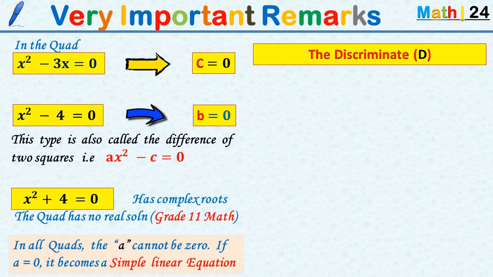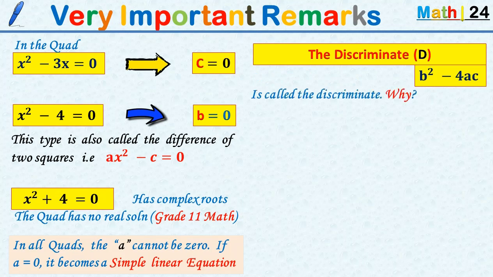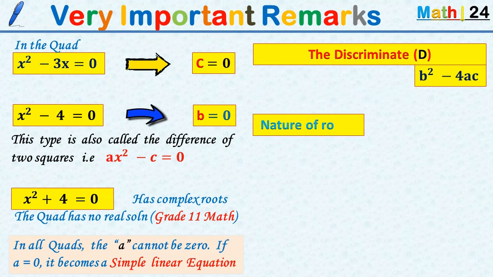The discriminant d. In all quadratic formulae, b squared minus 4ac is called the discriminant. Why? It helps us to tell the nature of roots: if the roots are real and distinct, if the roots are equal, or if the roots are complex. Let us see how to obtain the nature of roots. Let the discriminant d be equal to b squared minus 4ac.